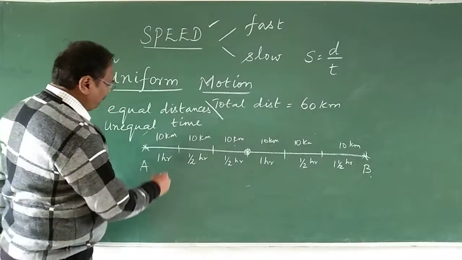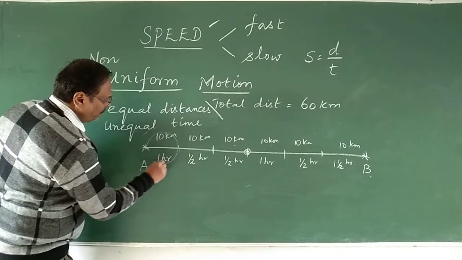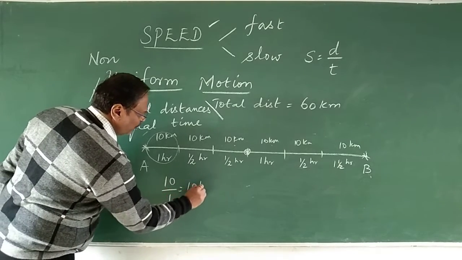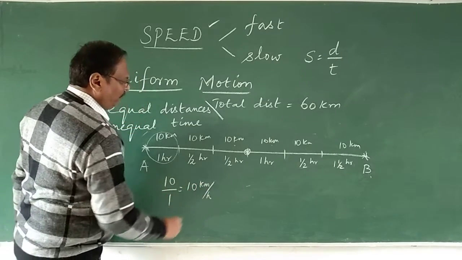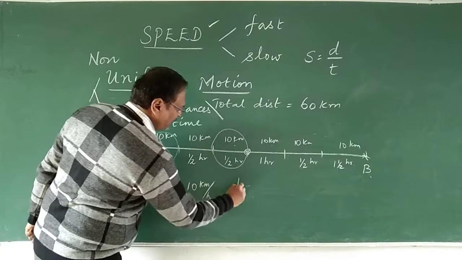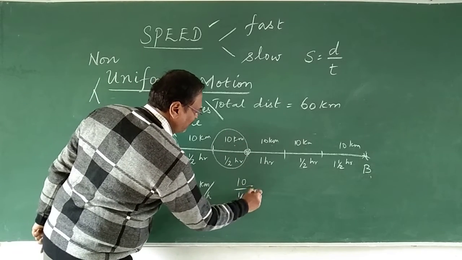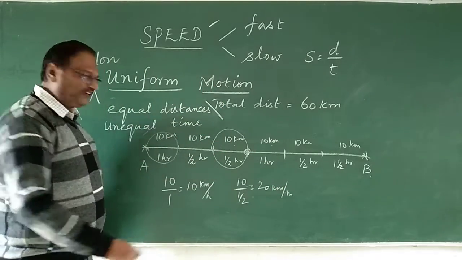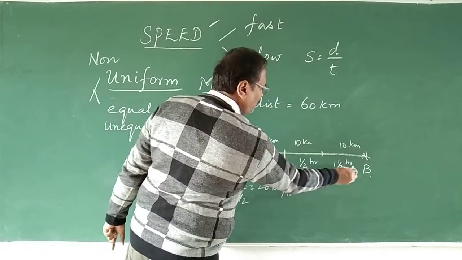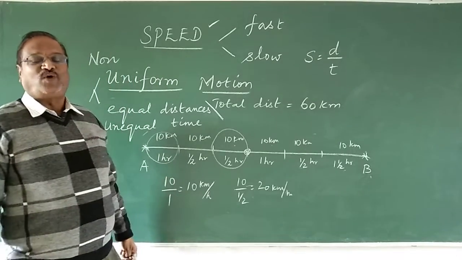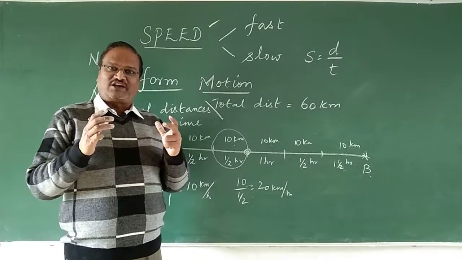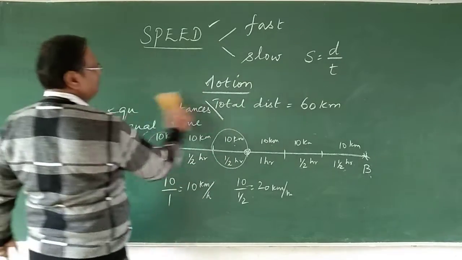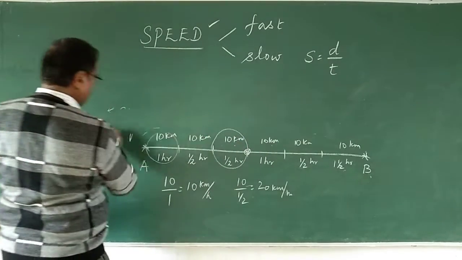So when we cannot calculate, for example, I can calculate for this speed, that is 10 upon 1, that is 10 kilometers per hour. Now what about this now? 10 upon half, that is equal to 20 kilometers per hour. So the value is changing. Okay, it is not uniform, it will be more different. So what we can calculate is called average speed.